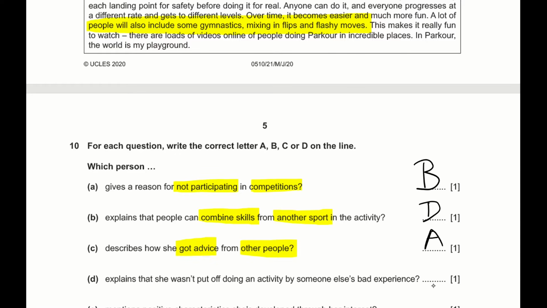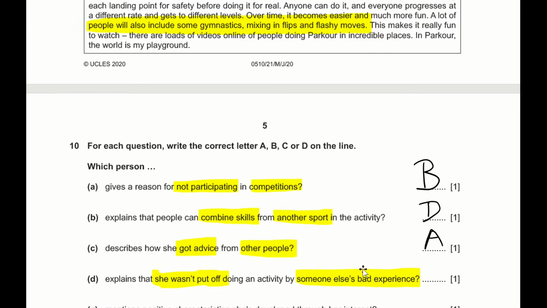Just quickly highlight the keywords. Wasn't put off by someone else's bad experience. So just thinking of synonyms, if you're put off by something, you're demotivated or you're discouraged. Bad experiences, perhaps there was an injury, or perhaps the person didn't do very well in a competition or in a contest.